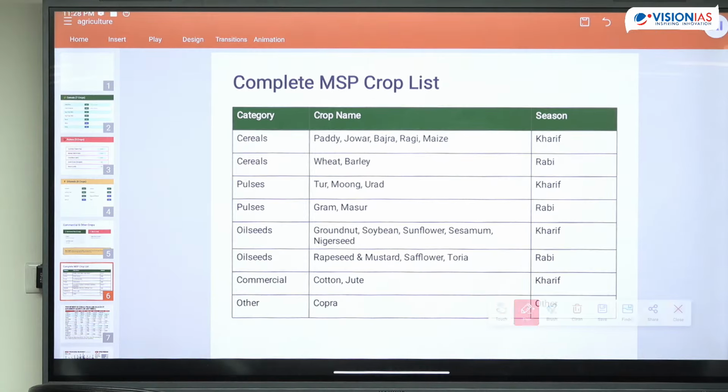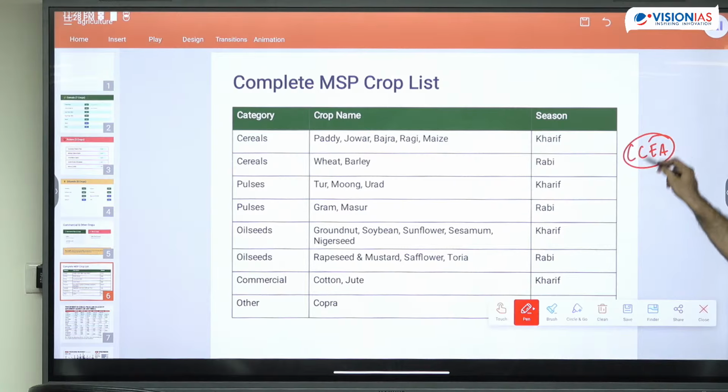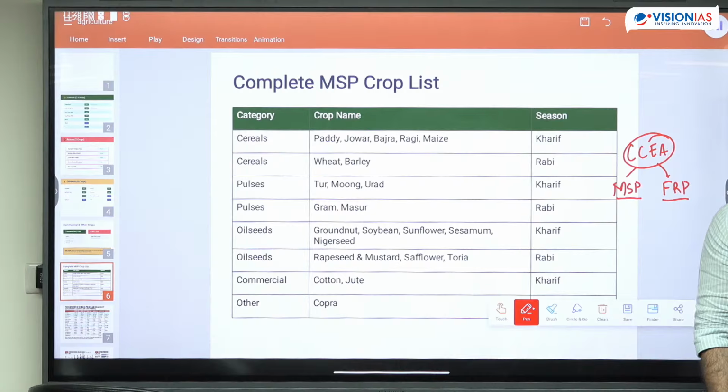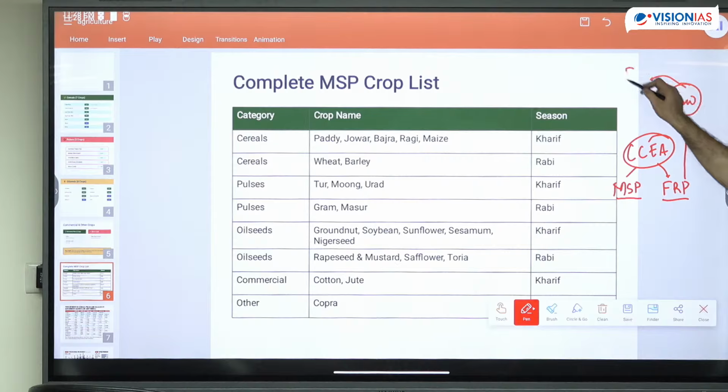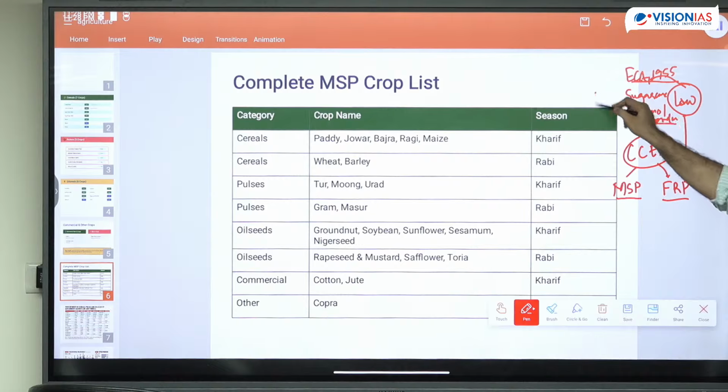This price is decided by the government. The Cabinet Committee on Economic Affairs decides all these prices, whether it is the MSP for 23 crops or the FRP for sugarcane. This sugarcane pricing is backed by law, the Essential Commodities Act of 1955 and the Sugarcane Control Order of 1966, which has decided everything. Sugar, not just the price, marketing is also controlled.